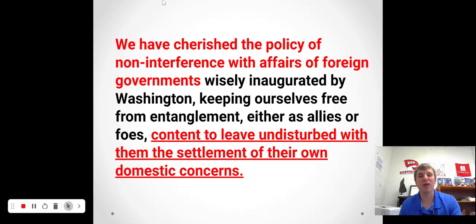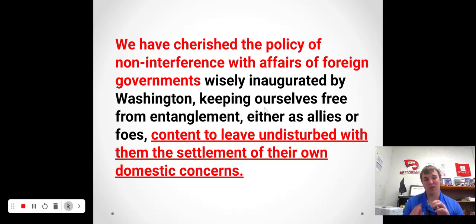We have cherished this policy. We have loved this policy. This has worked out very well for us. Because what's that idea? See if you remember. The idea that we're going to stay on our own little space and not get involved in foreign affairs. George Washington came up with it. We said it earlier in the video. What's that idea? Isolationism.